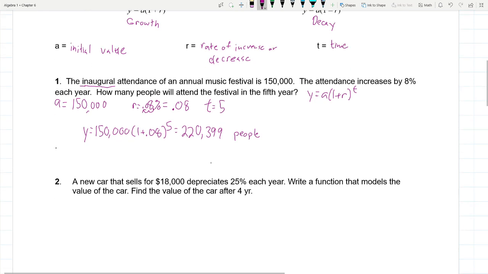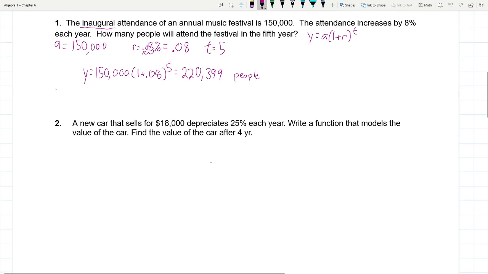All right. Number 2, a new car that sells for $18,000 depreciates 25% each year. Write a function that models the value of the car. Find the value of the car after 4 years. So on this, again, I have to figure out which version of this it is. They all look the same to start off with: y equals a(1 something r)^t. Now depreciate means it gets lower, so it's going to be a minus sign.